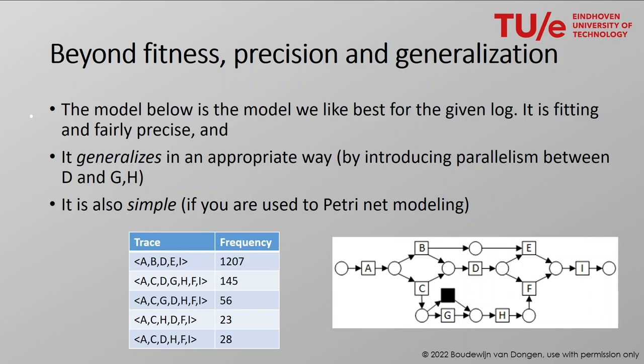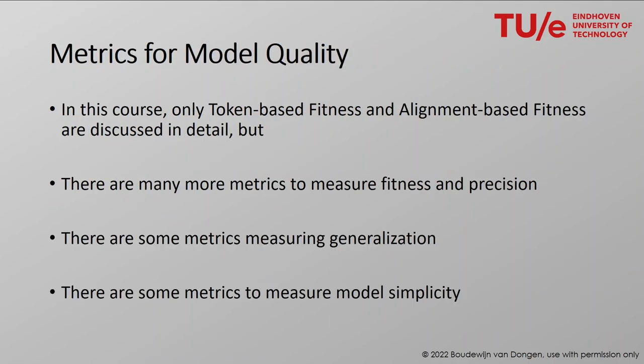How can we argue that we like this? Well, we use metrics for fitness and for precision. We only saw two metrics in detail, token-based fitness and alignment-based fitness, but there are many, many more, both for fitness and for precision, and some for generalization, right? And there are hints in the book on where to find those. I can't tell you which one is better. I can only tell you which one works best for you, right? You do an exercise, you look at models, and you can say, well, this one works better for me, it's more fitting on this particular metric with these particular parameters.